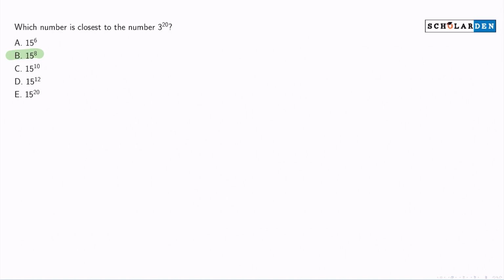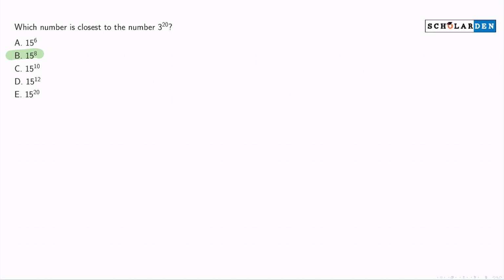That gives us a nice little advantage here, because I will use the answer choices to my advantage in this case. Again, the correct answer relies on the answer choices, so we have to figure out which one of these is closest.